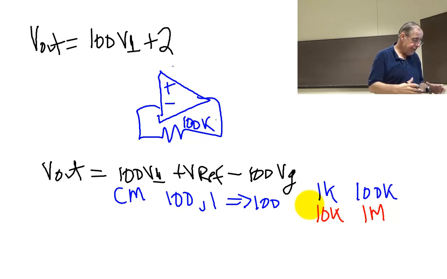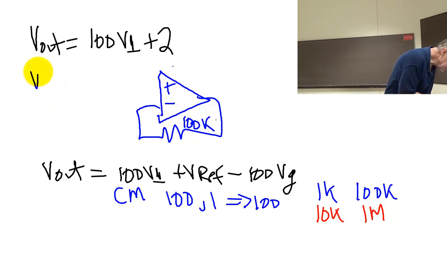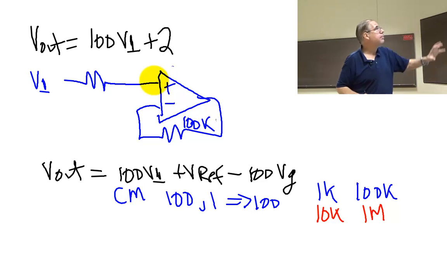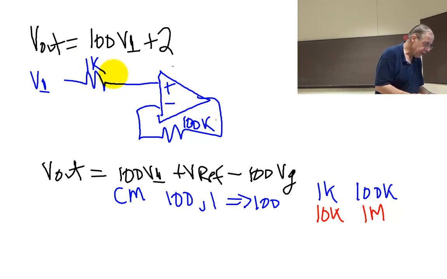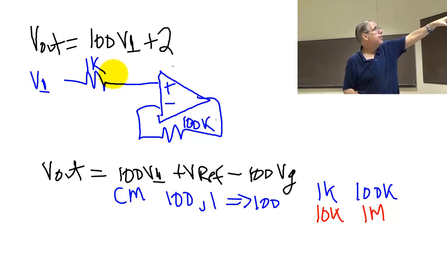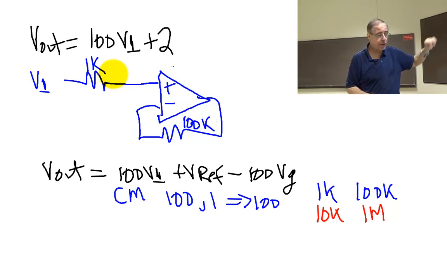Okay? And then what were the other rules? That the voltages at the 2 terminals are equal. And the way I'm going to build this is I'm going to make the ratio of these two resistors match the gain of that input. And I'm going to put it on the plus terminal because that's a plus 100. So you see the ratio of the feedback resistor to the input resistor is a ratio of 100. Okay. See that?